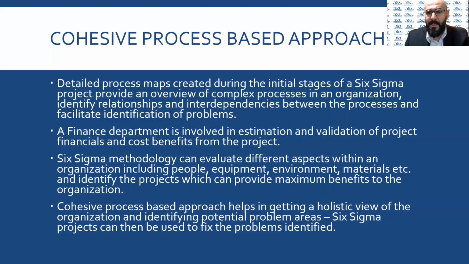The finance department could also be involved in a Six Sigma project. Six Sigma methodology can involve different aspects within an organization, including people, equipment, environment, and material, and identify the projects which can provide maximum benefit to the organization. A cohesive, process-based approach helps get a holistic view of the organization and identify potential problem areas. Six Sigma projects can then fix these problems once they are identified. So it provides all the details, gives you a holistic view, with involvement from different departments such as finance.